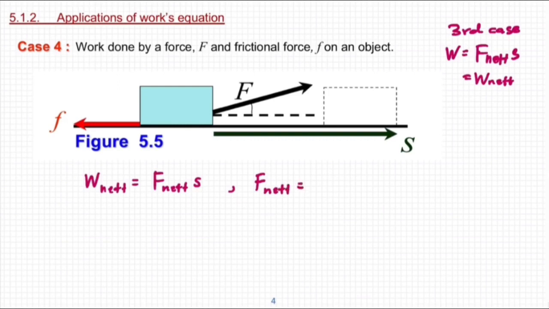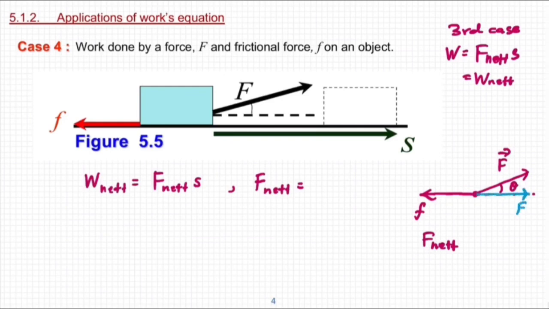So this is where we have to apply the things we have learned in chapter 4. In this case, we have two forces, and basically what we have to do is draw the free body diagram of the object. So we have a frictional force to the left and force F with an angle to the horizontal. And now we would like to find what is F net.